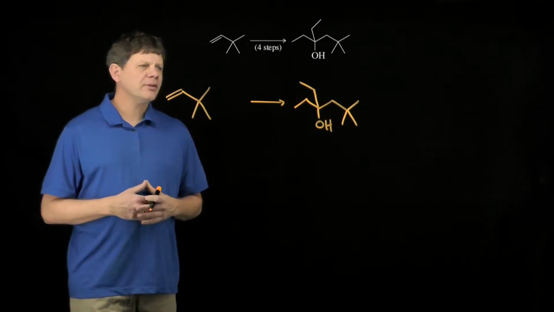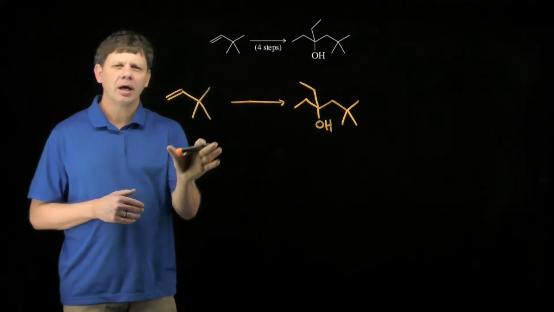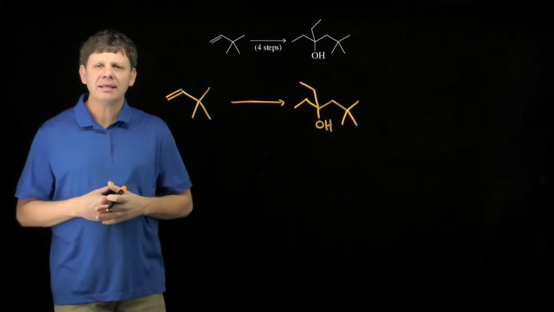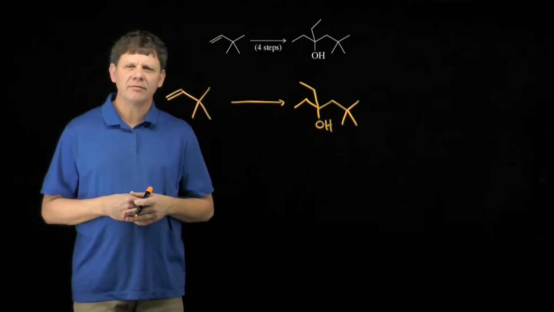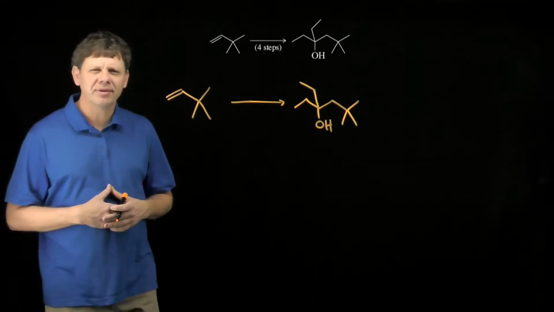In this assessment, we're asked to synthesize the molecule on the right from the molecule on the left. And it's recommended that we would probably do this in 4 steps. Maybe you have a way that'll do it faster. We're going to do a 4-step synthesis.